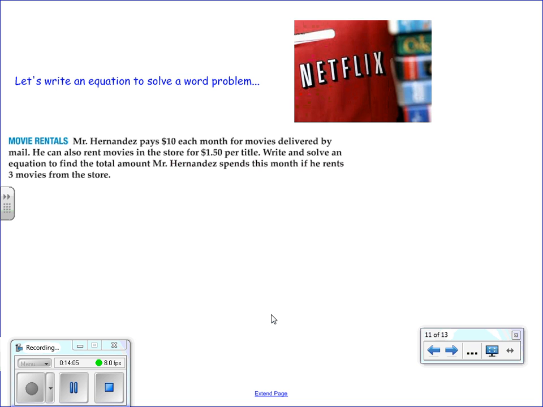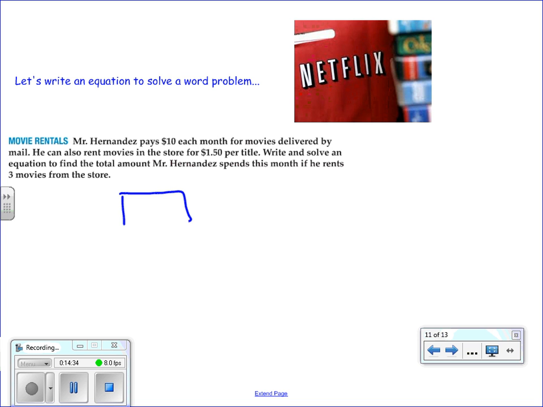Okay, let's write an equation to solve a word problem. So we've been just doing these equations. Let's look at a word problem and see if we can write our own equation for it. Mr. Hernandez pays $10 each month for a movie delivered by mail. He can also rent movies in the store for $1.50 per title. Write and solve an equation to find the total amount Mr. Hernandez spends this month if he rents 3 movies from the store.